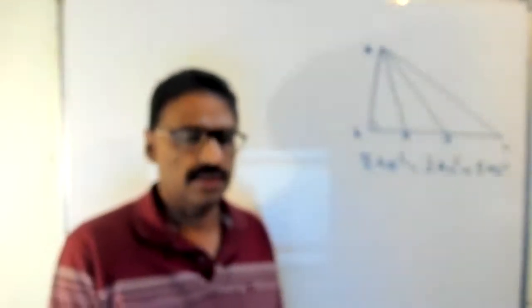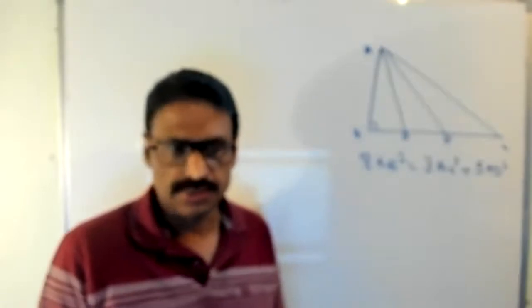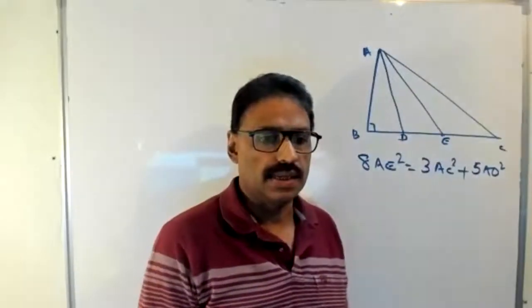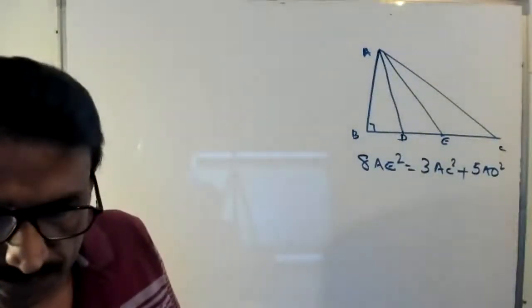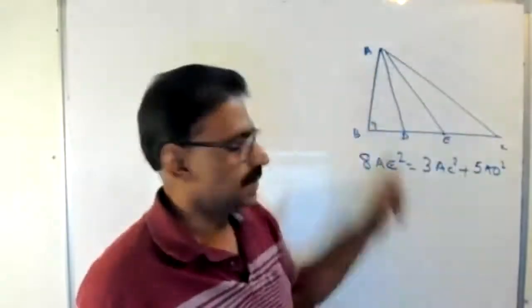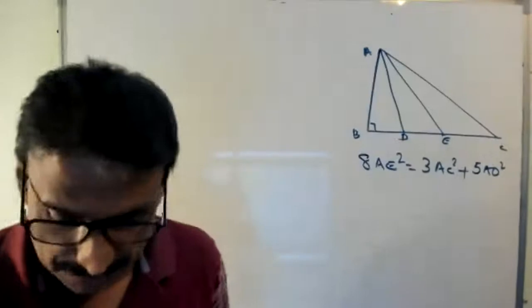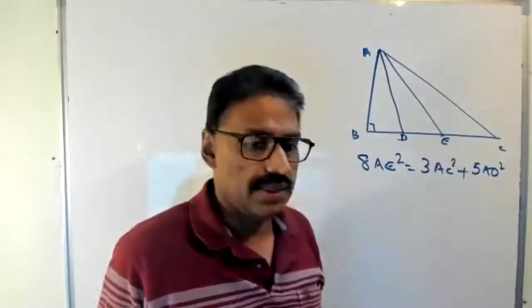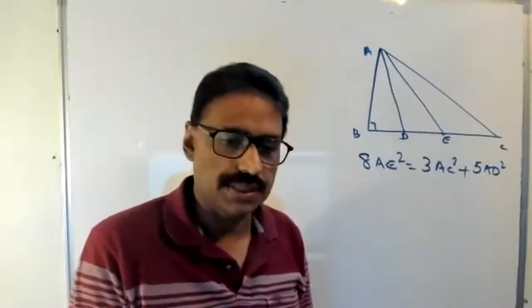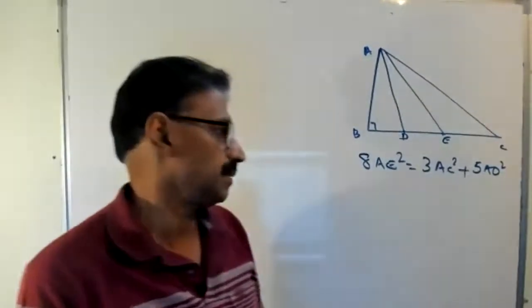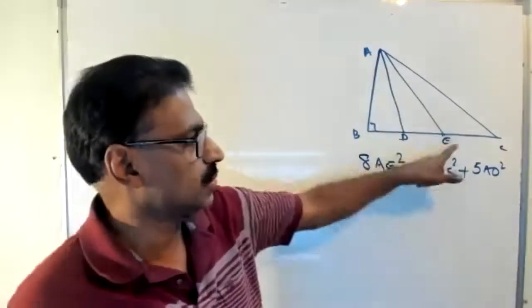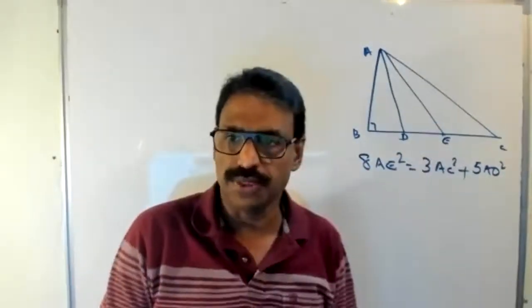Once again, ABC is a right angle triangle, right angle at B. Points D and E trisect BC. Prove that 8A square equal to 3AC square plus 5AD square.